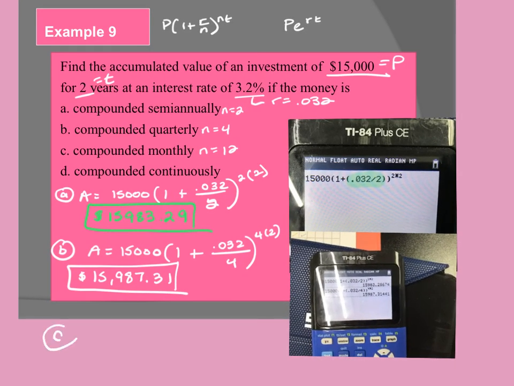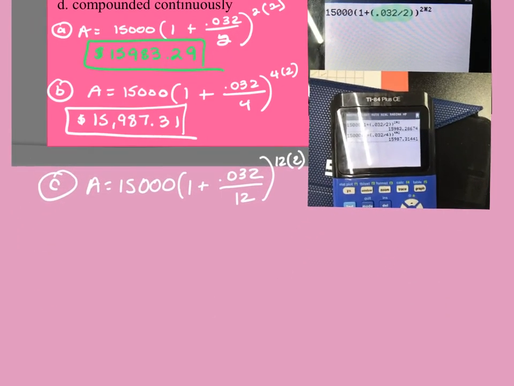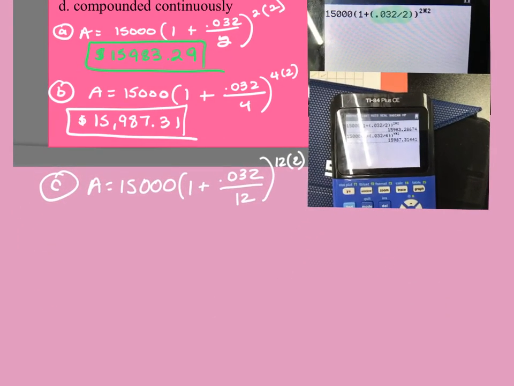Okay, C, A equals 15,000, 1 plus 0.032 over, monthly is 12, 12 times 2. Alright, so now let's talk about what this looks like if I have to use the scientific calculator or you have to use the one on your phone, because it gets complicated, okay? If I'm going to use that type of calculator, then you cannot work in the same order we just did.